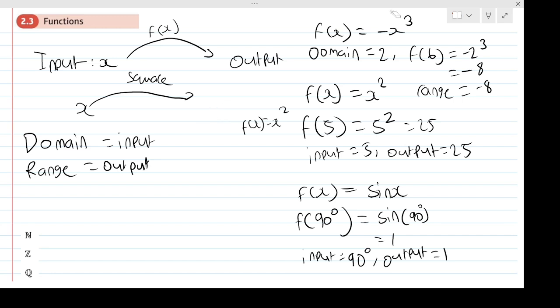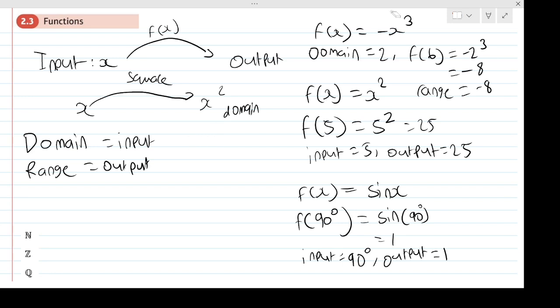So the core idea you need to know for functions is we can use this language f of x, where we plug in a value of x, which is our domain, and then the function, for example, if it was x squared, we would have to square the number, and then that'll give us our range. Okay, and that's essentially all you need to know.